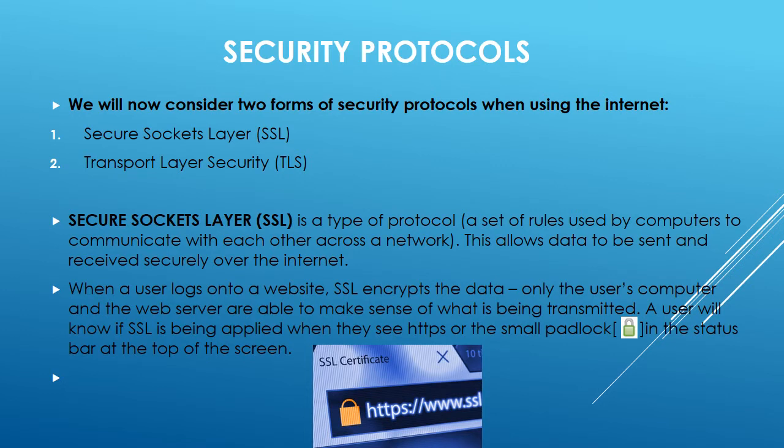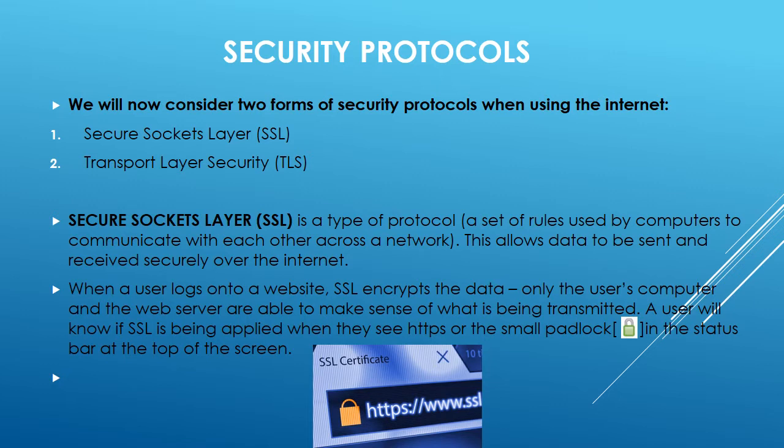Security protocols. We will now consider two forms of security protocol when using the internet. Number 1, Secure Socket Layer (SSL). Number 2, Transport Layer Security (TLS). Secure Socket Layer (SSL) is a type of protocol. Protocol is considered a set of rules that is used by computers to communicate with each other across a network. So SSL is a type of protocol.